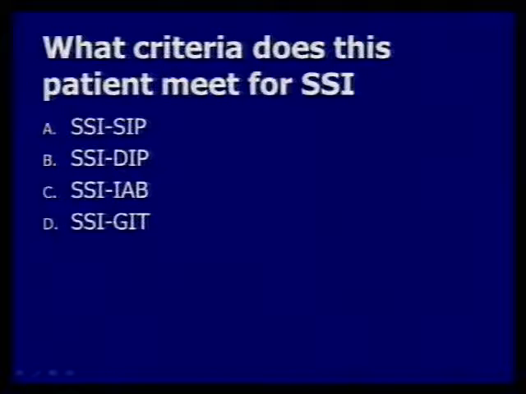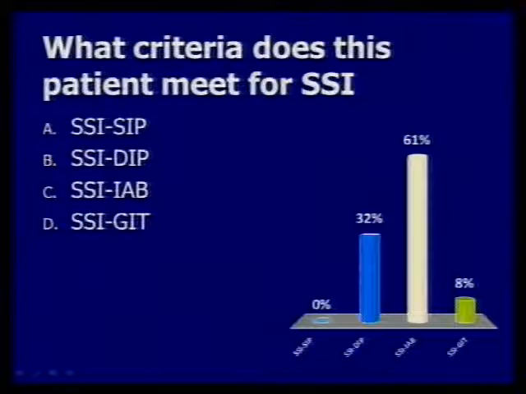Okay, let's see what you think. So 61% think it's an IAB, and that is correct. So when they're organ space and you identify that organ space criteria is met, then you report it out like this, SSI IAB instead of organ space IAB, okay? So good job.